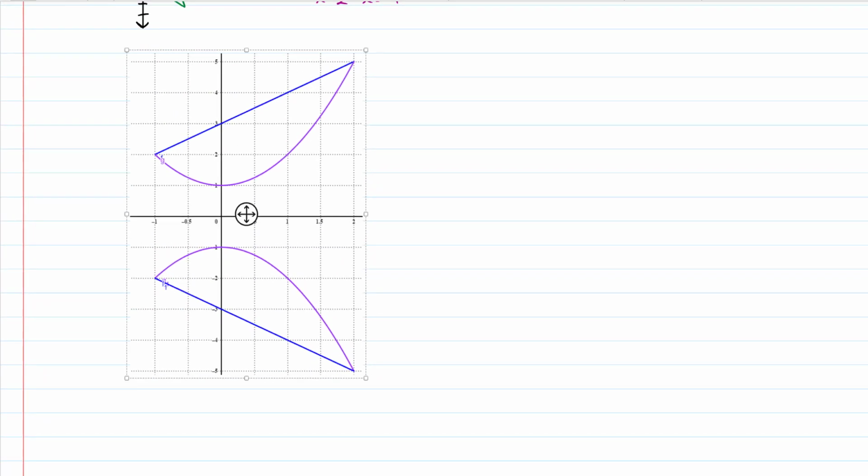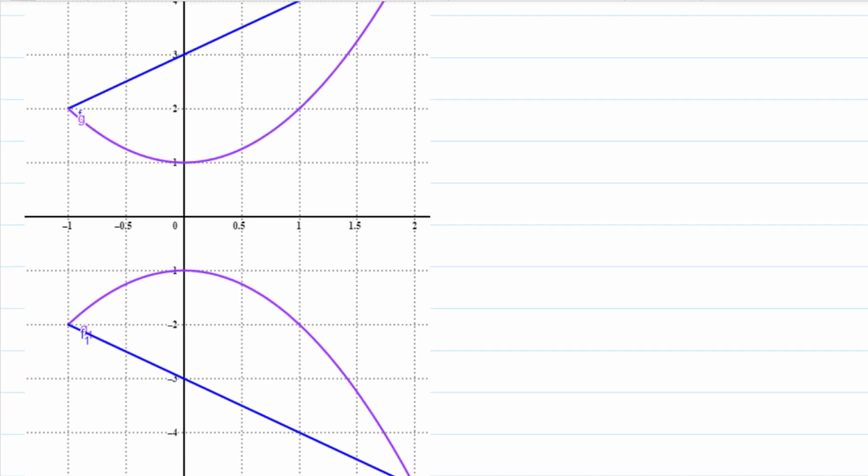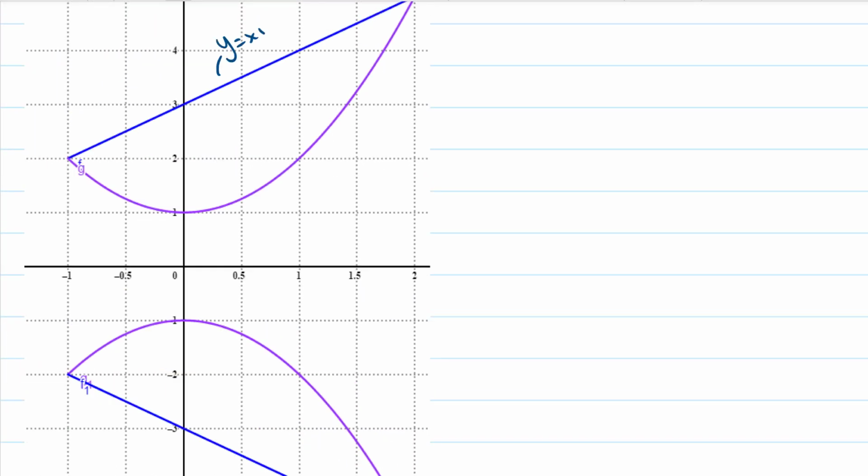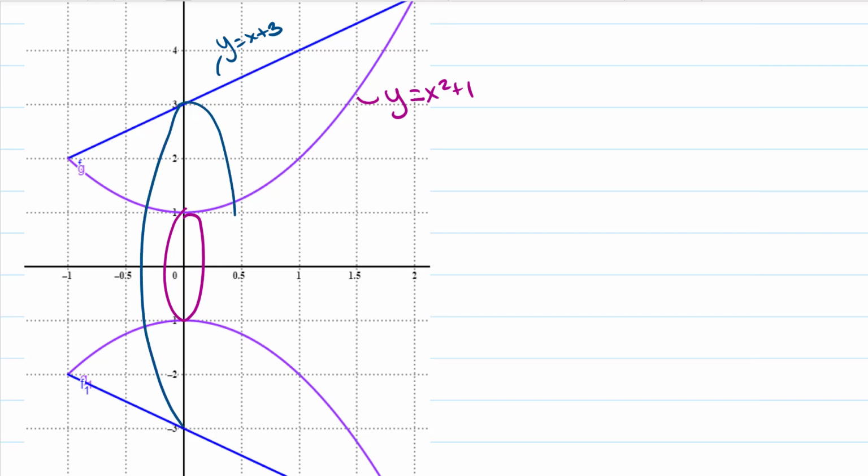And so what we're going to do now is we're going to use this to create our washers, where this is y equals x plus 3, and this is y equals x squared plus 1. So the inner ring is going to look something like this, and the outer ring is going to look something like that. And our goal then is to find all this area in between.